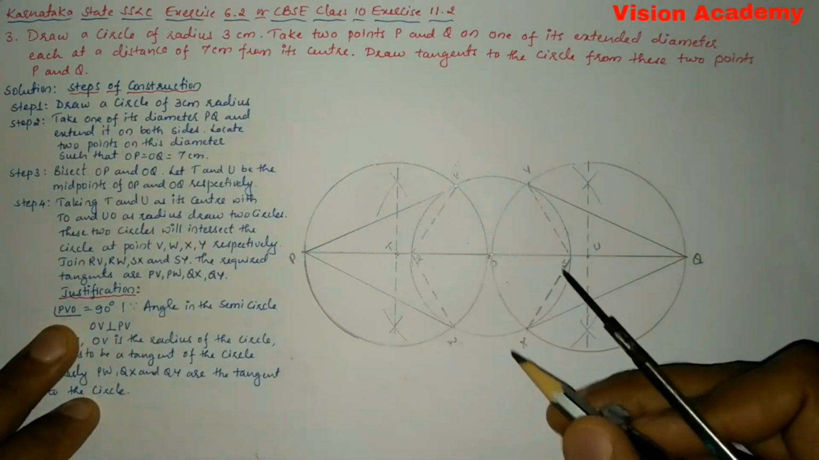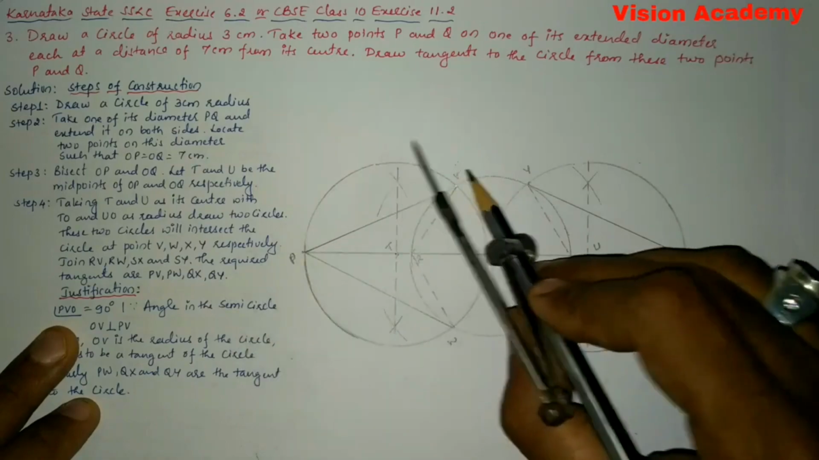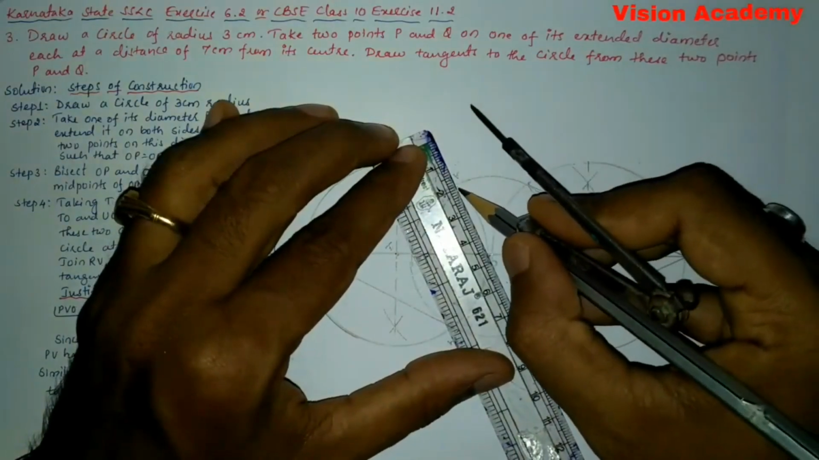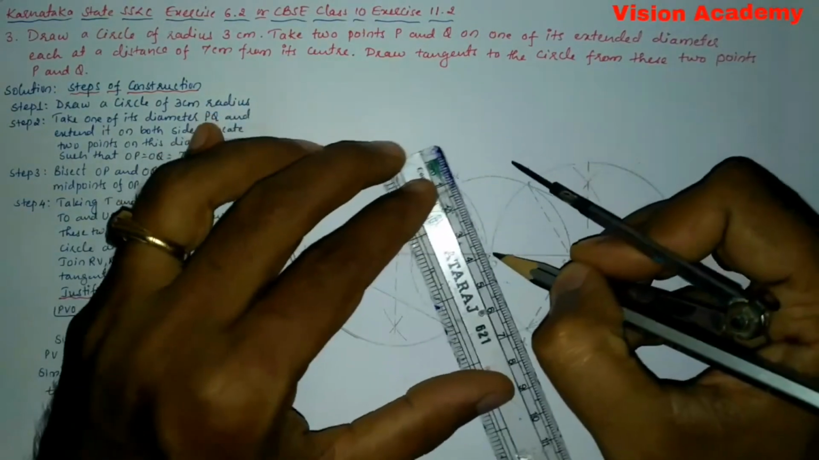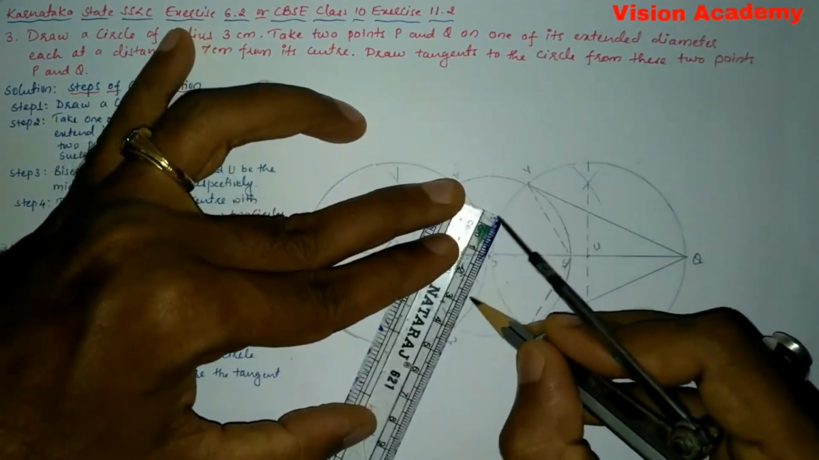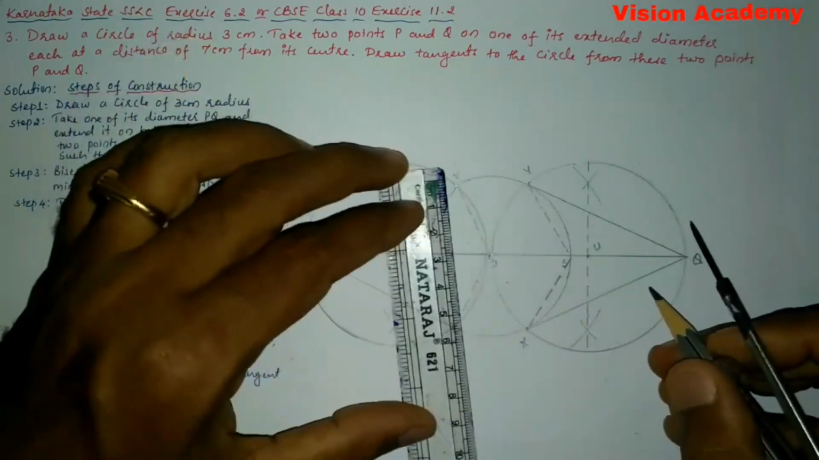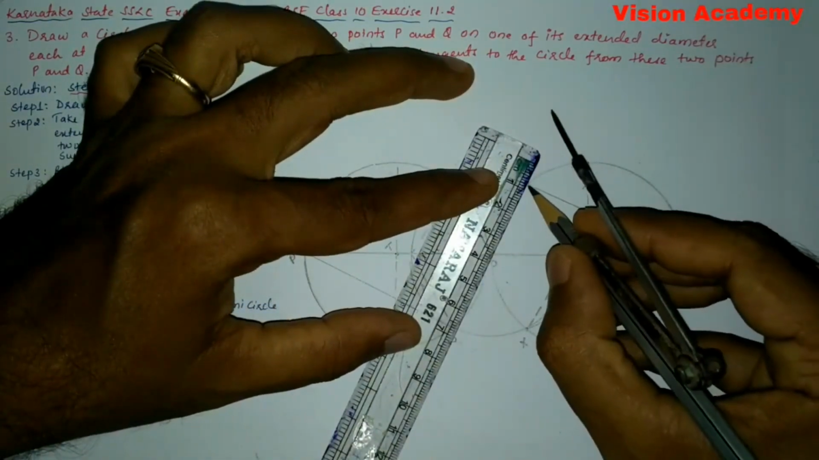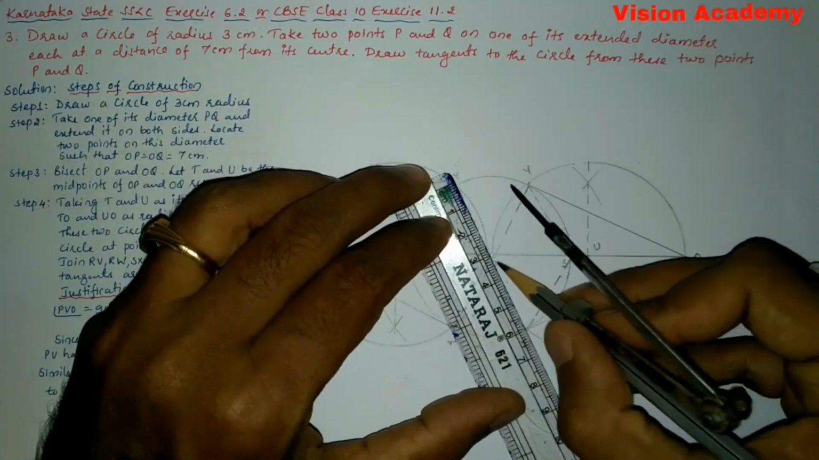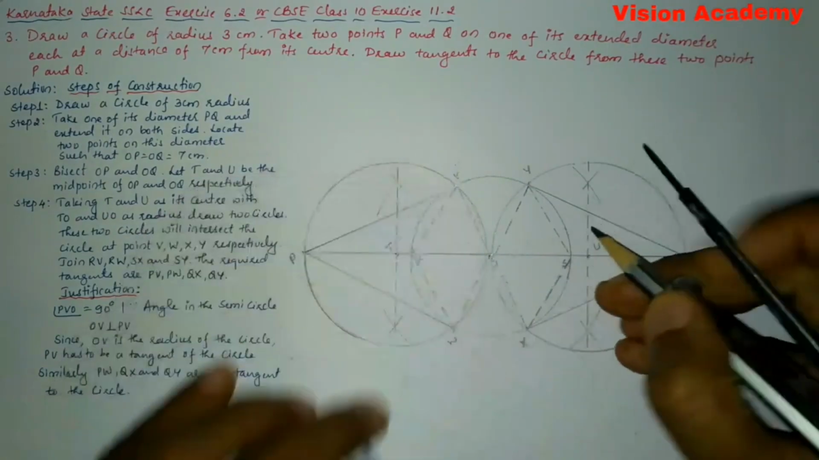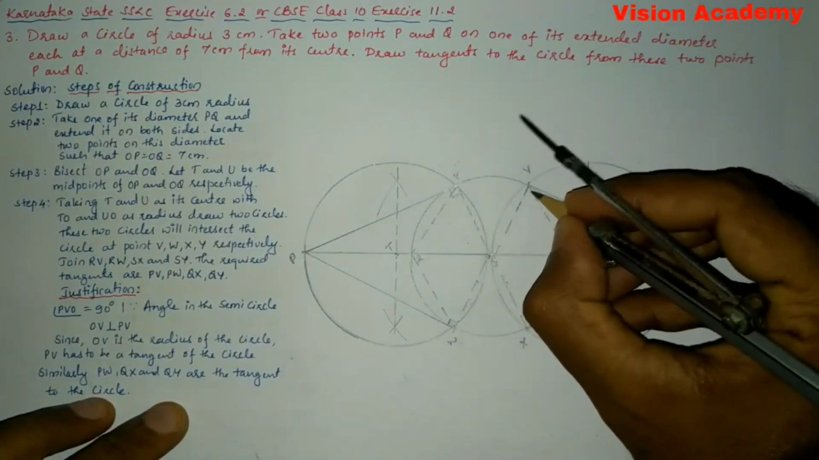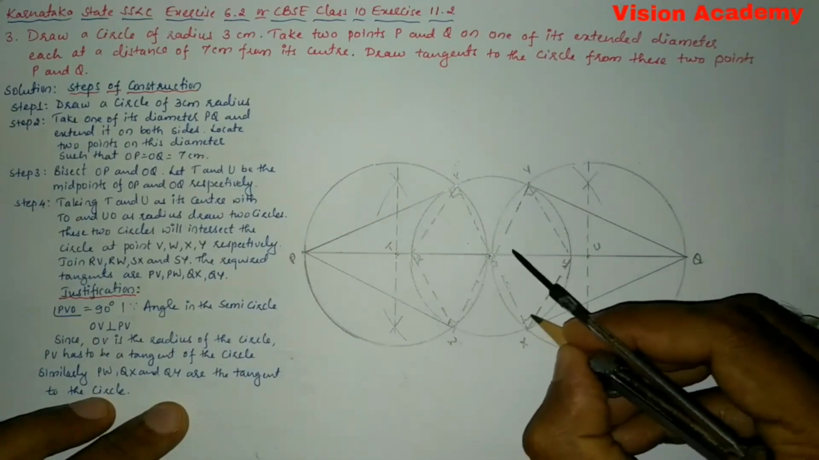Here angle PVO. So let us join VO. Here you can join this point and OW. Next we are going to join OY. Next OX. So this forms 90 degree and this also forms 90 degree, this also forms 90 degree, and this also forms 90 degree.